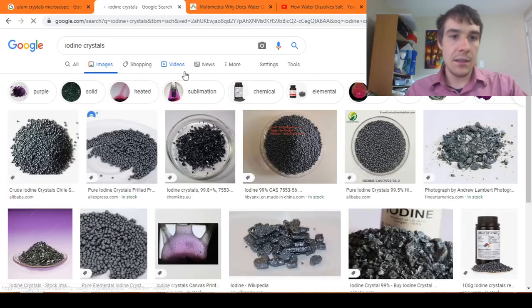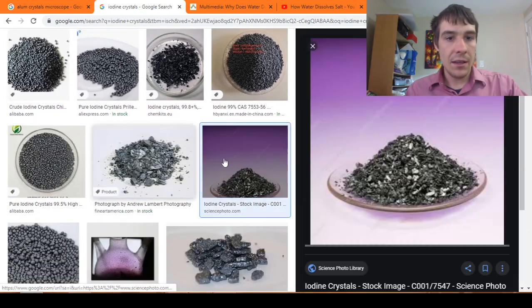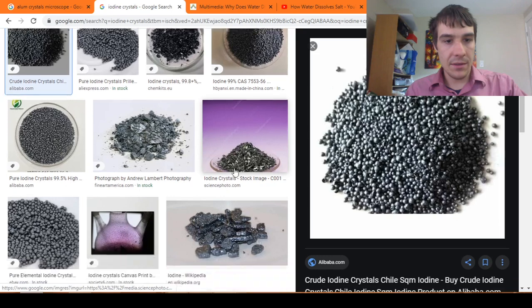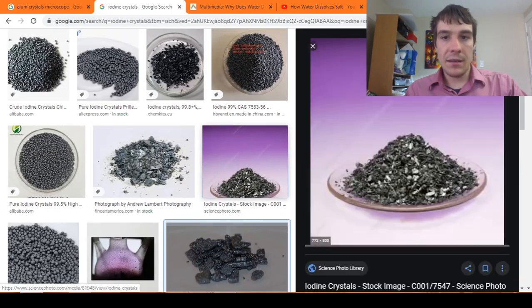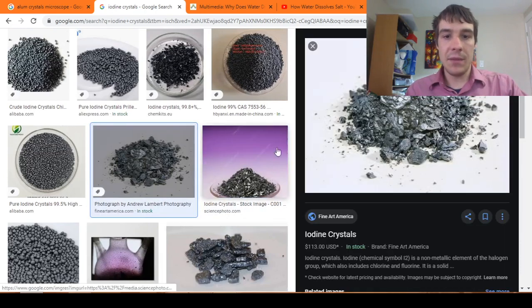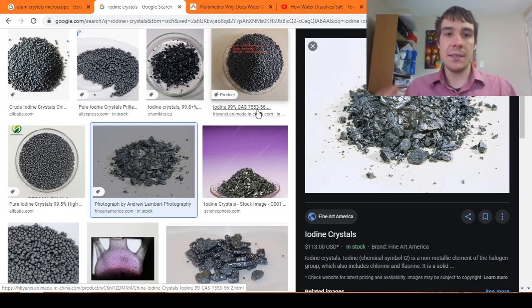So let's look at iodine crystals. This is iodine, elemental iodine. It's a solid, and it makes these crystals. These crystals, that's what they look like. But it can only be held together with van der Waals forces. Right? It's just iodine and iodine, I2. And so there's no polarity, so it's only London dispersion forces holding it together.